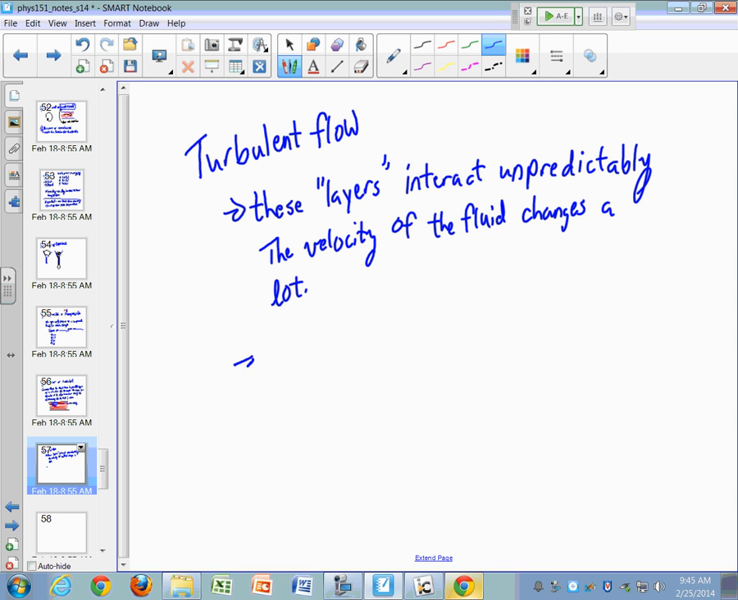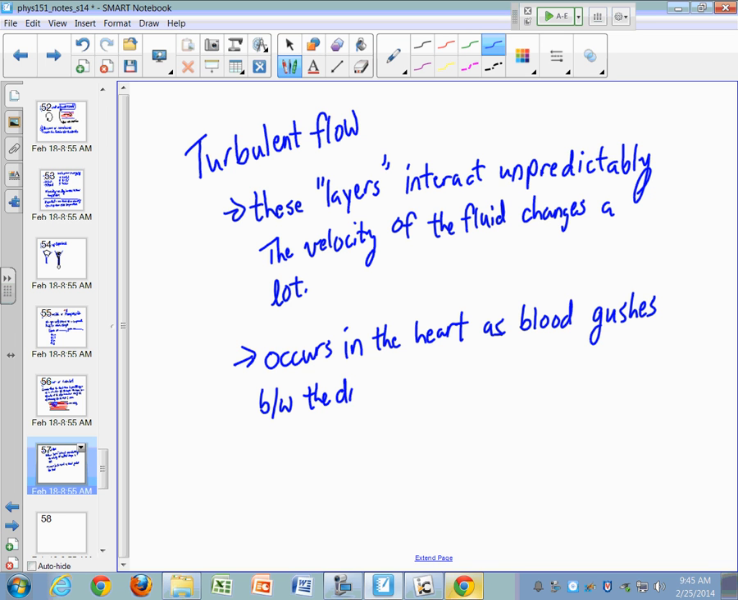And this most often occurs in the heart. And we'll talk about the heart quite a bit. As blood flows between the different chambers, or rather as blood gushes between the different chambers. I don't think that's a technical term. I just made that up. It gushes, but it gives you a better idea of how it's flowing between the chambers. Okay? It's this turbulence that causes this distinctive sound when the heart is beating, and we'll talk about that in a bit.